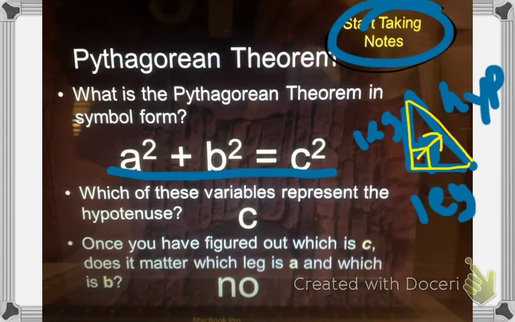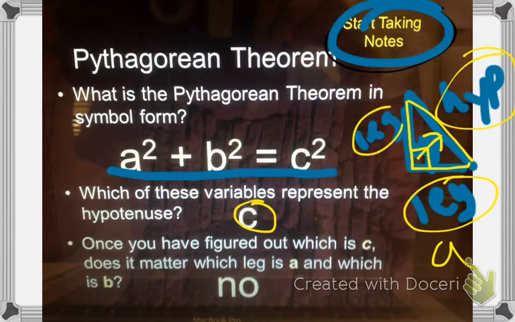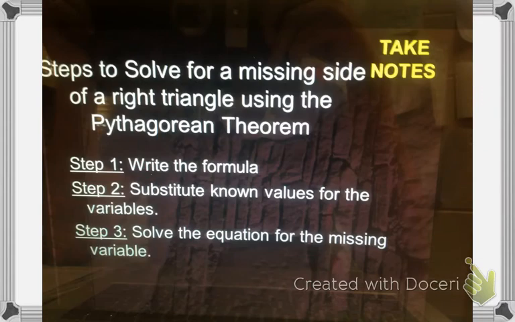Once you have figured out which is C, because C is the hypotenuse, does it matter which leg is A and which leg is B? No, it doesn't. This could be A, this could be B, or you could flip-flop them. It doesn't matter as long as you stay consistent. Alright, let's look at the next set of notes. Take notes again.